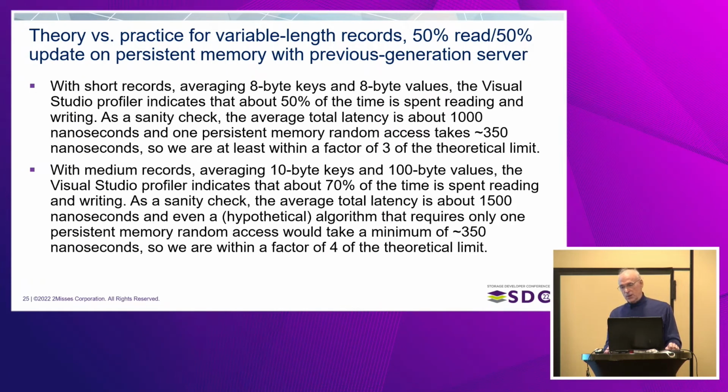Now with medium records, with 10-byte keys and 100-byte values, about 70% of the time is spent reading and writing. So with 1,500 nanosecond total latency, even if you had an algorithm that required only one persistent memory random access, you would have to take 350 nanoseconds. And I don't think that's actually possible, but somebody could, of course, prove me wrong, because nobody thought you could do variable length records directly in a hash table, and that turned out not to be true. So you can't go more than 4 times the speed. And as we see in the SSD case, I can get closer to the maximum possible performance.